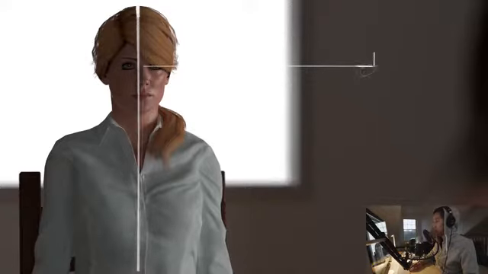My mouse and my Wacom tablet is dying. I posted this on Twitter, and I apologize for this. My Wacom is dying. There it is.